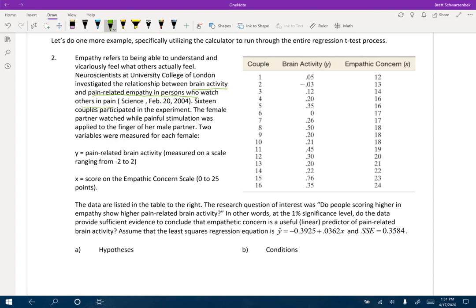It's 16 couples participating in the experiment. The female partner watched while the painful stimulation was applied to the finger of her male partner. Wow, this is some example.